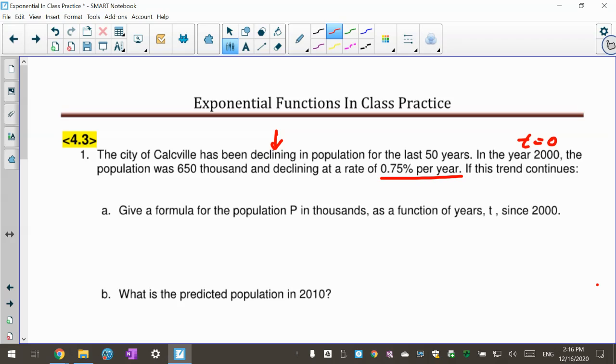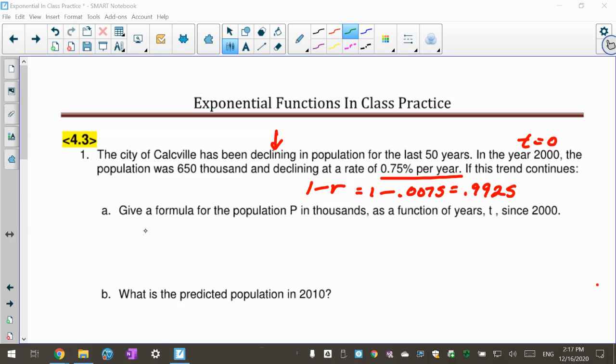The reason why I'm doing this is because that's less than 1%. You still have to move your decimal places 2 places to the left. So when you do 1 minus r, it's going to be 1 minus 0.0075 or 0.9925. You got to be careful with that because there's still a percent. You still have to divide it by 100 and move your decimal place over 2 decimal places.